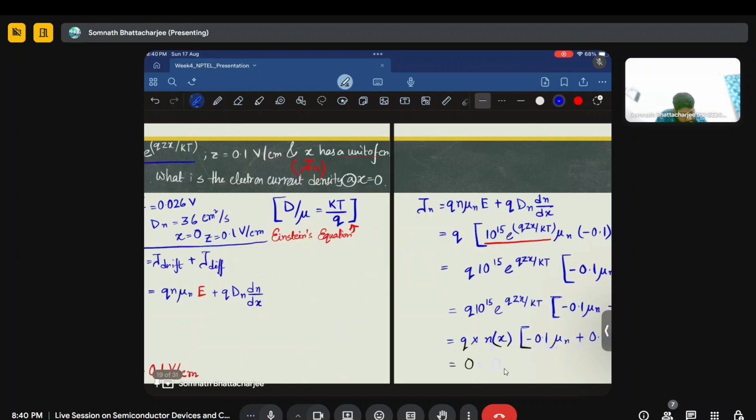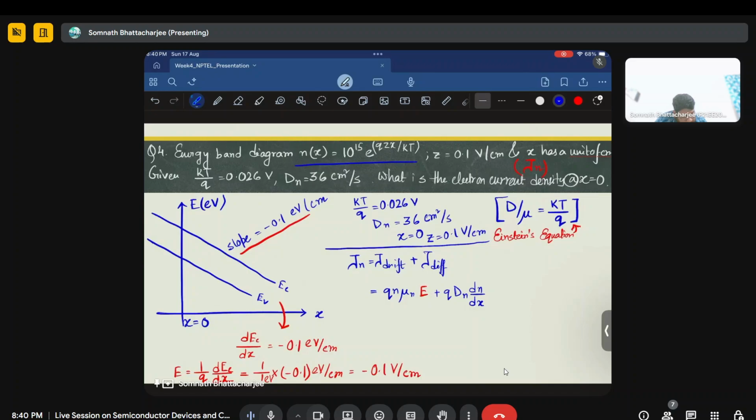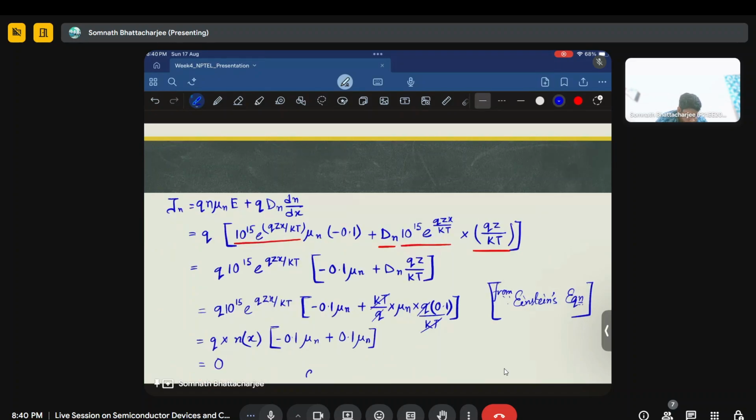So the question was, the value of the electron current density is 0, and at the point x is also 0, right? So in both the cases, even if we don't have the value of x as 0, anyway the electron current density is found out to be 0. Are there any questions in this?